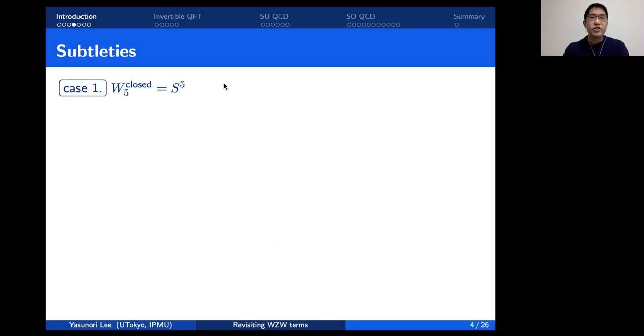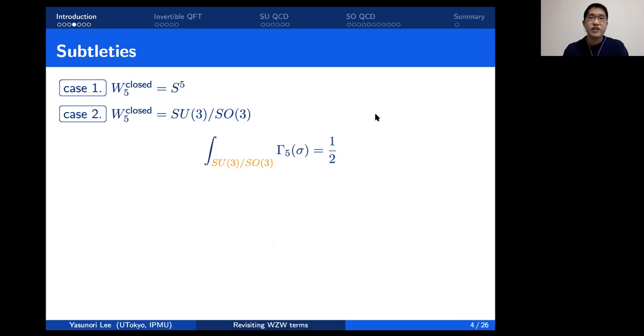So to answer this question, let's next consider a less familiar closed 5-manifold, which is SU(3)/SO(3). This time, gamma 5 integrates to 1/2, which is not an integer. So for even N_C, integrality as a whole can be achieved, and correspondingly, the Wess-Zumino-Witten term is still well-defined. But for the Wess-Zumino-Witten term to be well-defined even when N_C is odd, we need something additional to remedy the situation.